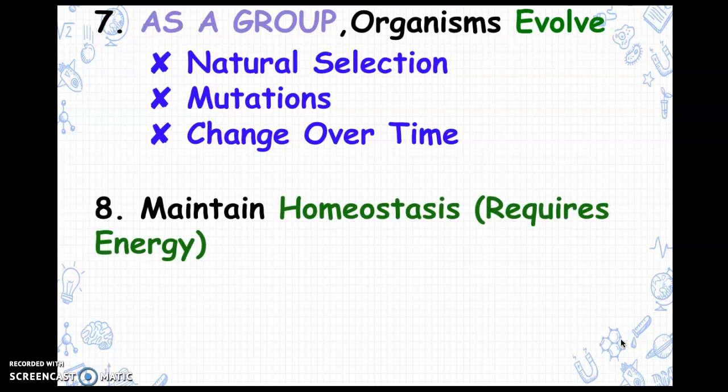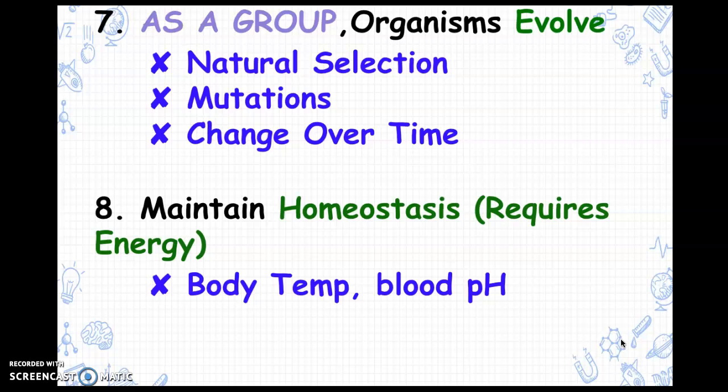And they must maintain homeostasis. This requires energy. Homeostasis is maintaining that internal balance. Think about your example of yourself. If you're very cold, or a human is very cold, they tend to shiver. That's because they're trying to generate heat to maintain the internal body temperature. All living things do this.